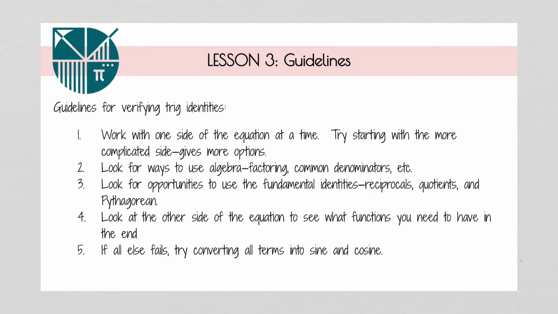So guidelines for verifying trig identities. Work with one side of the equation at a time. Try starting with the more complicated side. Okay, it gives you more options of playing around with those identities. Look for ways to use algebra or factoring or common denominators, etc. Look for opportunities to use the fundamental identities, reciprocals, quotients, and Pythagorean, and look at the other side of the equation to see what functions you need to have in the end, because that kind of helps you figure out where you should start, or where you are trying to get. And if all else fails, try converting all terms into sine and cosine, okay? Because we know those the best.